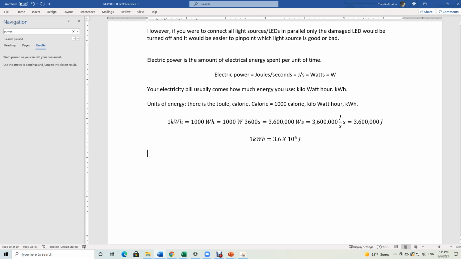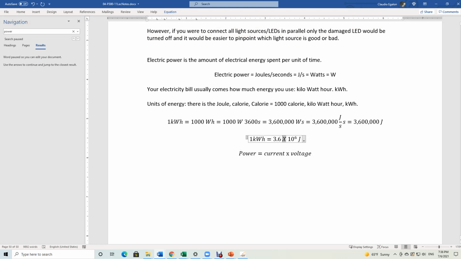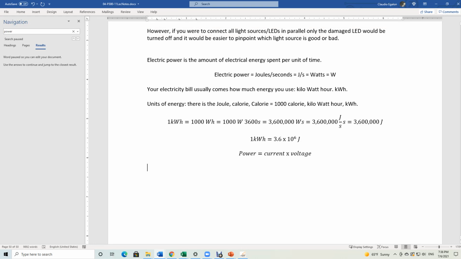What else do you have to know? There is a relationship that I'm not going to derive here for you. There is a relationship between power, current, and voltage. Power is equal to the current in a circuit times the voltage. From this relationship, we can also say that the watts is the unit of current, which is the ampere, times the unit of voltage, which is the volts.